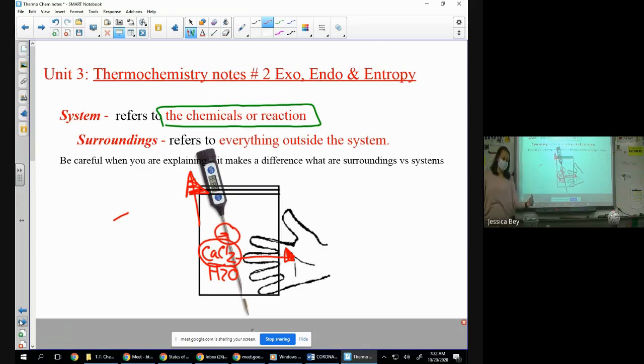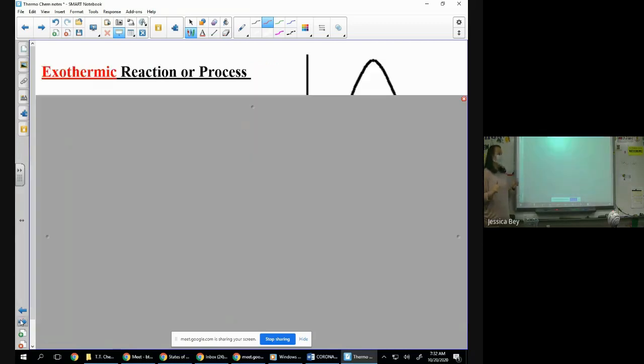So the thermometer would be in the surroundings and would be receiving energy or losing energy as well, even if it's sitting inside that reaction. The system is the reaction itself, and the surroundings is everything else outside of that individual reaction, okay? It seems simple until we start getting into it a little bit. Let's talk about exothermic processes first.